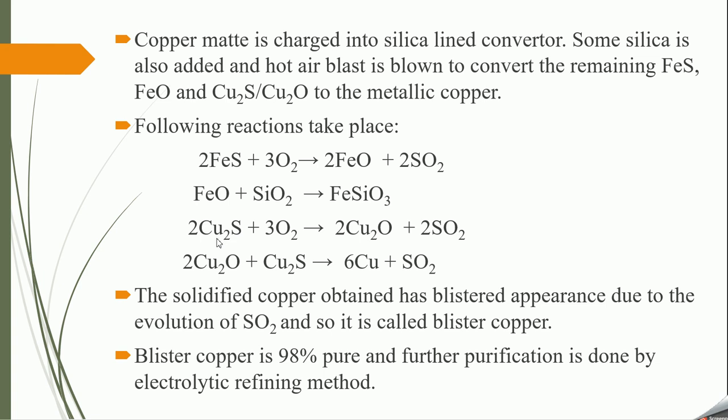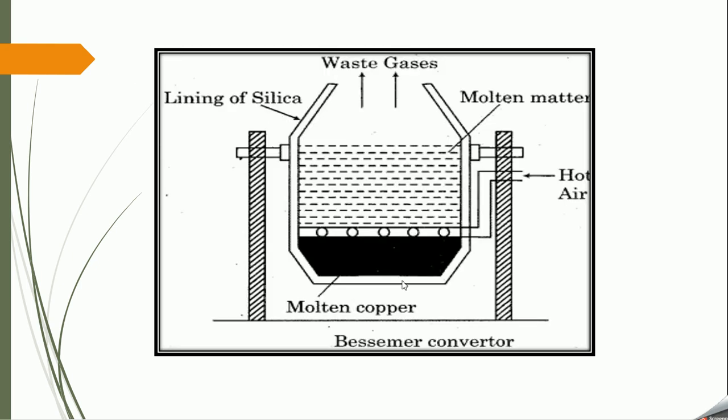At the same time, in the third reaction, you can see the roasting process again. Here, cuprous sulfide reacts with the hot air to form cuprous oxide. This cuprous oxide reacts with the cuprous sulfide present in copper matte to form copper and sulfur dioxide. So here you can see the molten copper. It is the end product in the Bessemer converter.